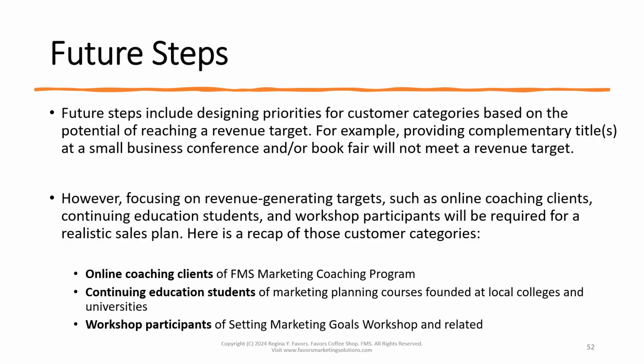All right, future steps. Future steps include having to design priorities for customer targets, customer categories based on the potential of reaching a revenue target. For example, providing complimentary titles at a small business conference and or book fair would not meet a revenue target. However, focusing on revenue generating targets such as online coaching clients, continuing education students, and workshop participants will be required for a realistic sales plan. So here is a recap of those customer categories. That's your online coaching clients, continuing education students, and then workshop participants.